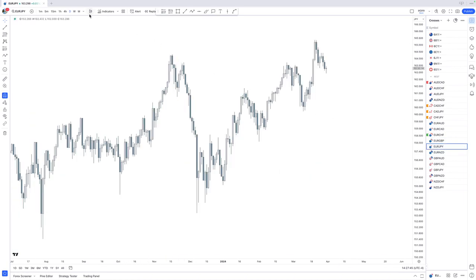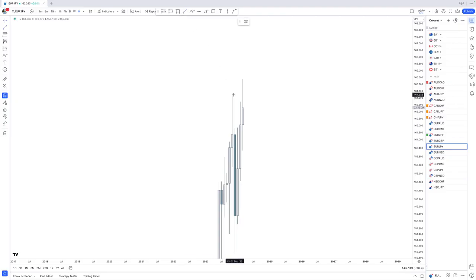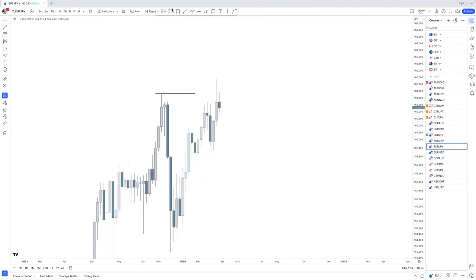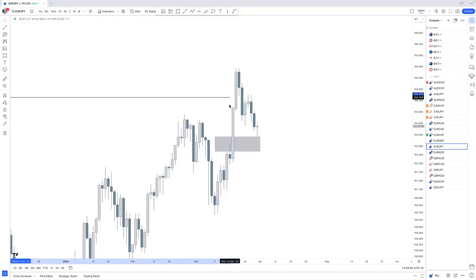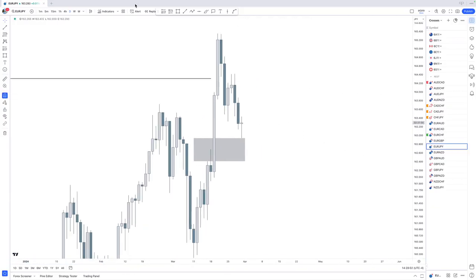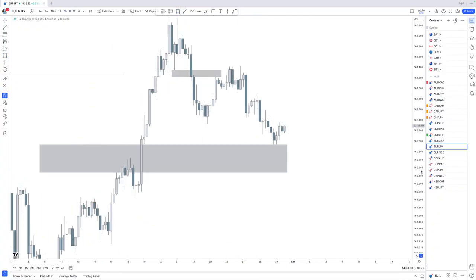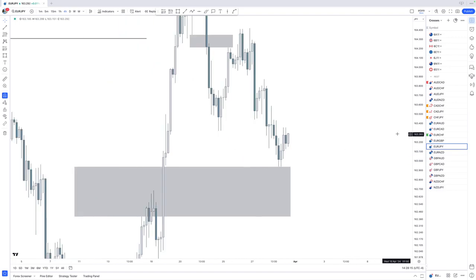Euro JPY. Let's see. Monthly, potentially sweeping that swing high that we have right there. And on the weekly right here, we have this weekly fair value gap, which we can potentially continue higher from. But after this sweep of that potential high, I do not necessarily like that. Then on the daily, we have this daily fair value gap right there, which we could potentially continue higher from. The 4 hour right here, we could potentially look to continue lower, but it's not that interesting to me.